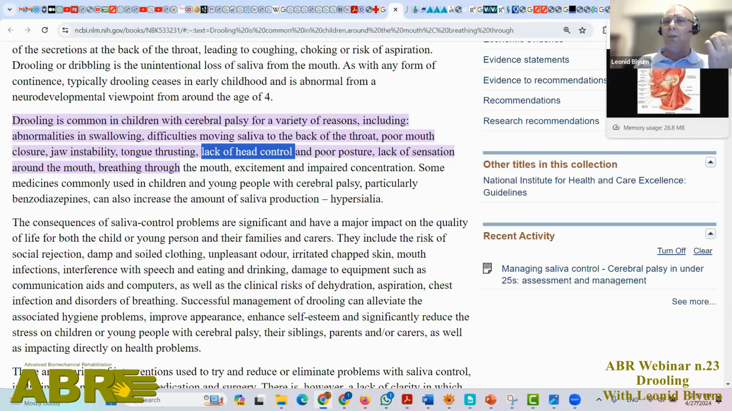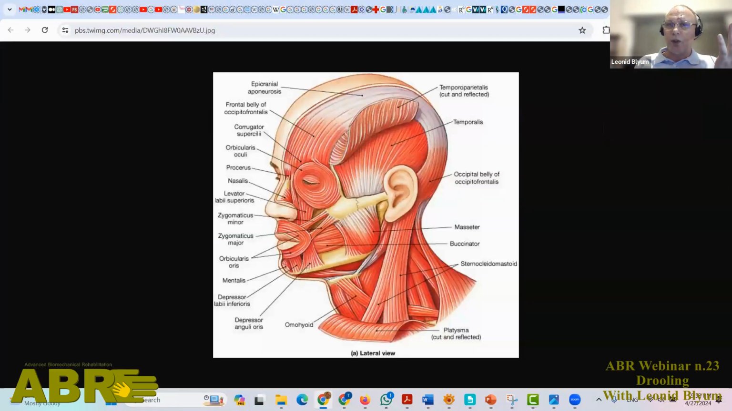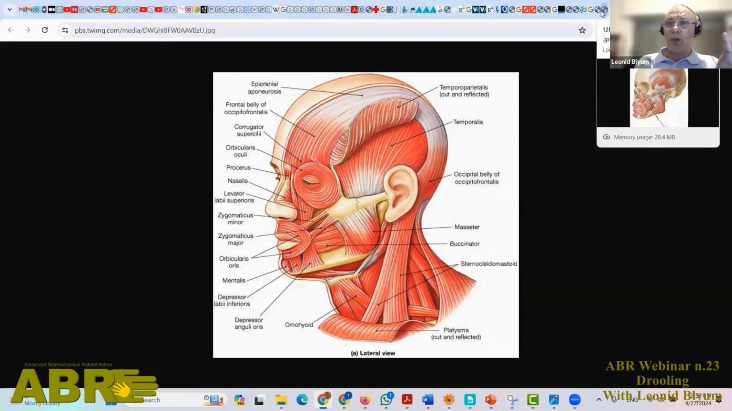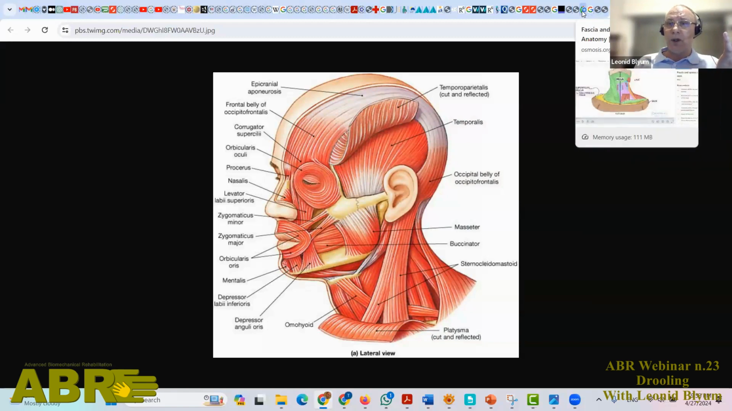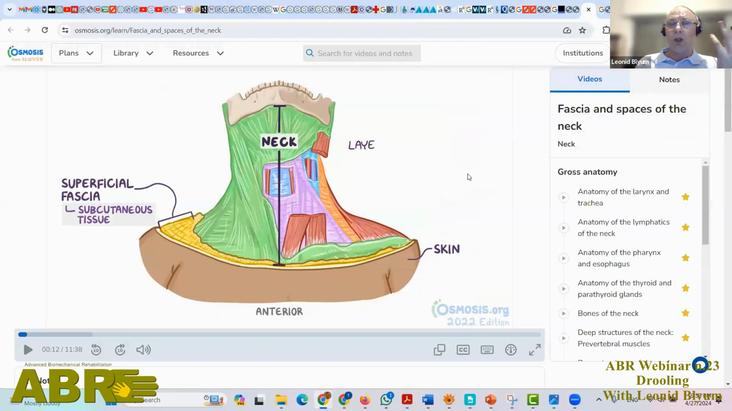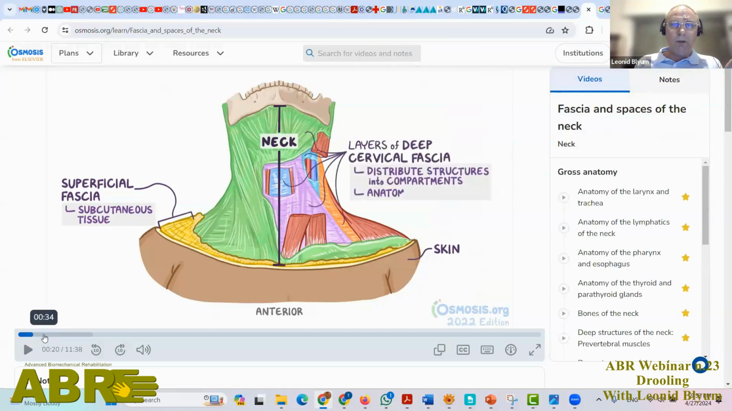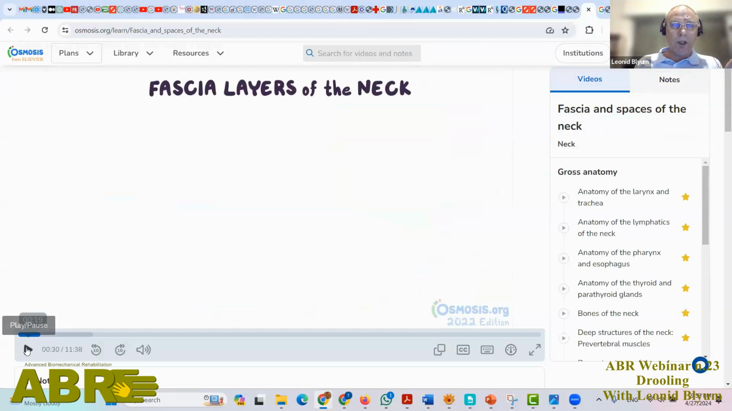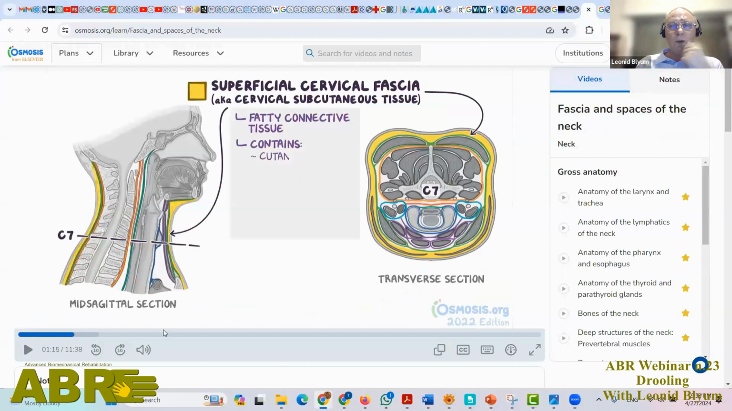Now, what would be the central point that we want to bring to your attention? The central point is that you have to look at the big picture. And the big picture is, this is the front view of the neck. This is more about the fascia layers of the neck. And here we can see the cross section of the neck, yes? This is where we become systematically fascial.